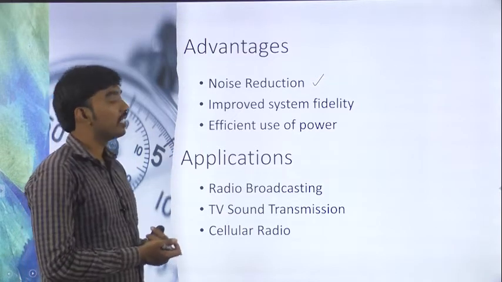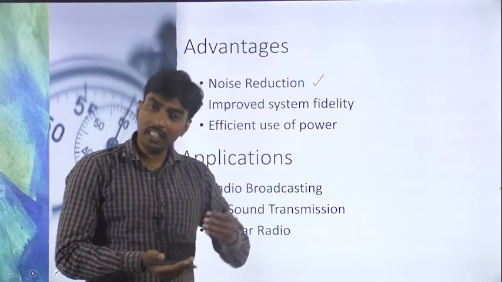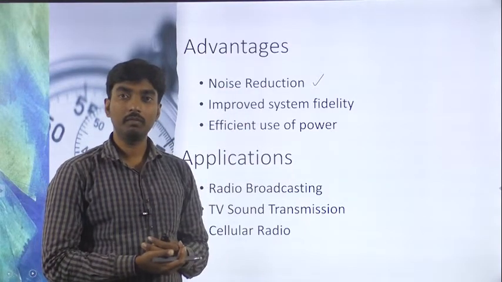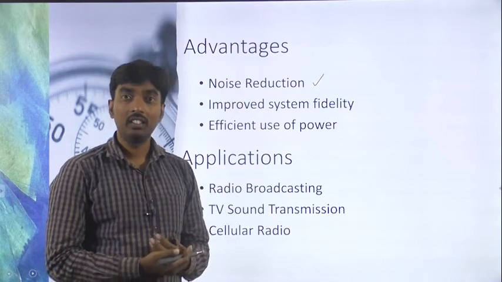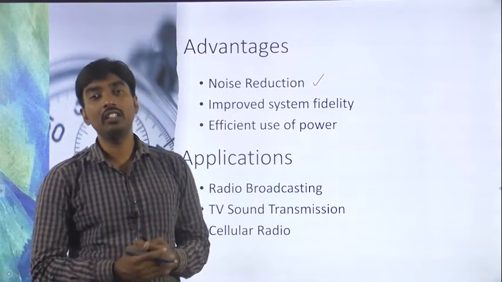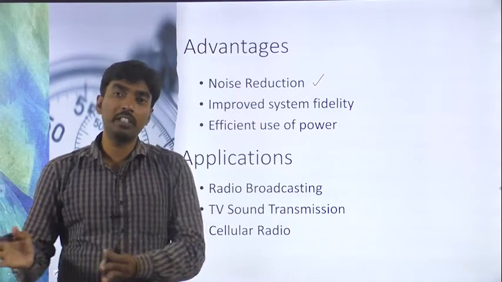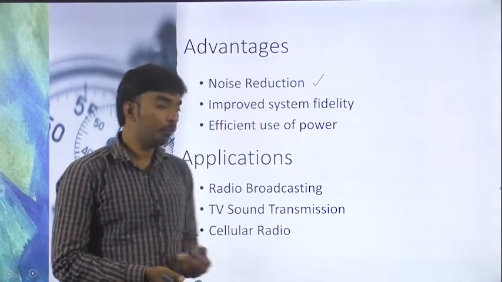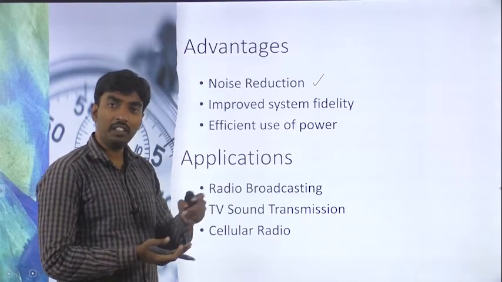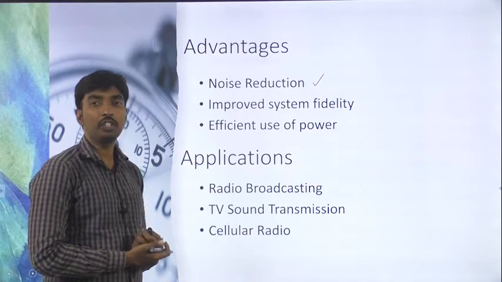Next one is improving system fidelity and efficient use of power. Whereas in AM, whenever the message signal is high, the modulated signal amplitude also very high. I am transmitting more power as well as I am transmitting extra carrier in AM, that also reduces the message power carried out by the message. Whereas here I am not transmitting extra carrier and even the modulated signal amplitude is constant. So that's why efficient use of power.